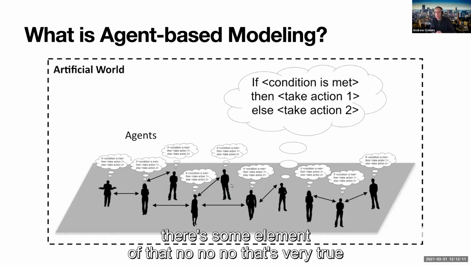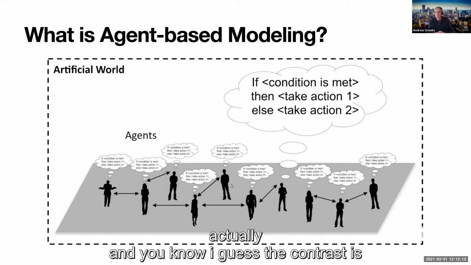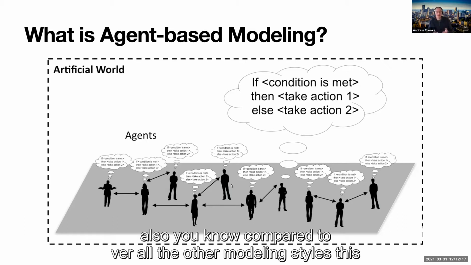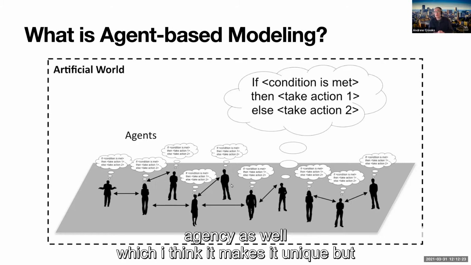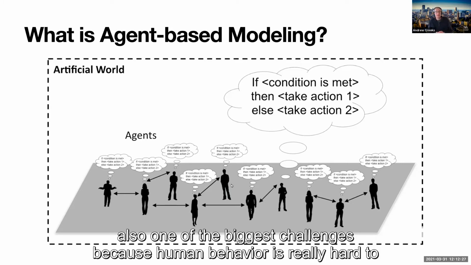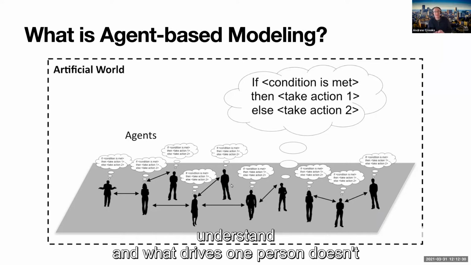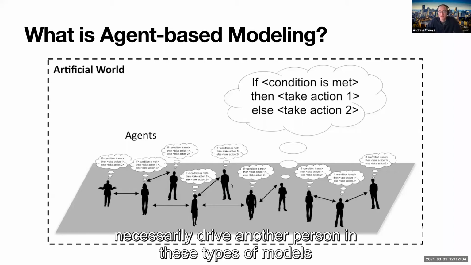Yeah, no, that's very true, actually. And I guess the contrast is also, compared to all the other modeling styles, this style of modeling really is on agency and individual agency as well, which I think makes it unique, but also one of the biggest challenges, because human behavior is really hard to understand, and what drives one person doesn't necessarily drive another person in these types of models.